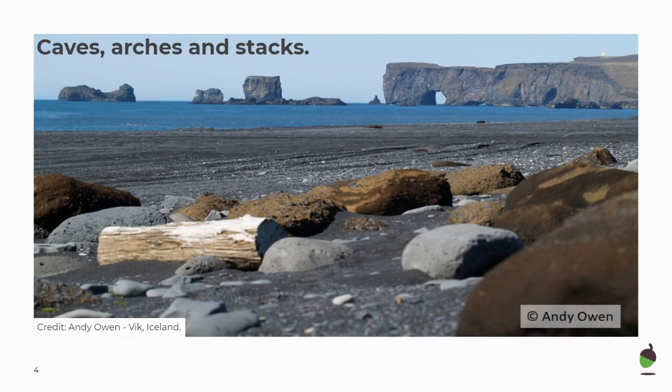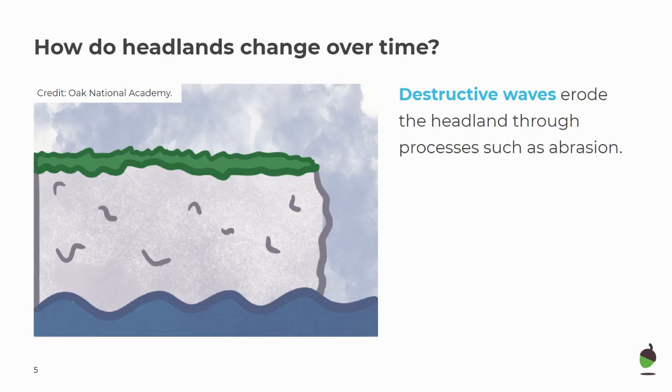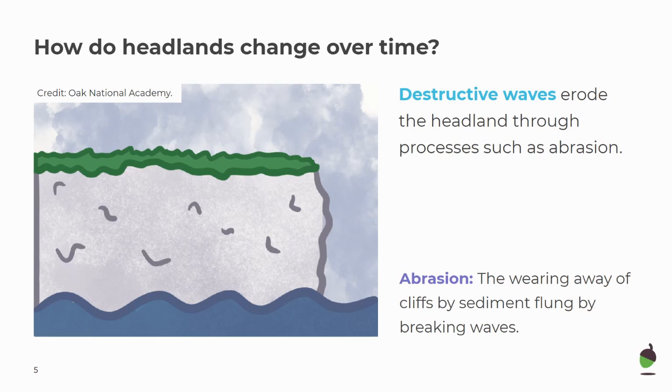This is a great photo to show different coastal landforms. Here we can see caves, arches and stacks in Iceland, all on one headland. How do headlands change over time? Destructive waves erode the headland through processes such as abrasion. Abrasion is the wearing away of cliffs by sediment flung by the breaking waves. And that sediment acts like sandpaper, scraping it away.